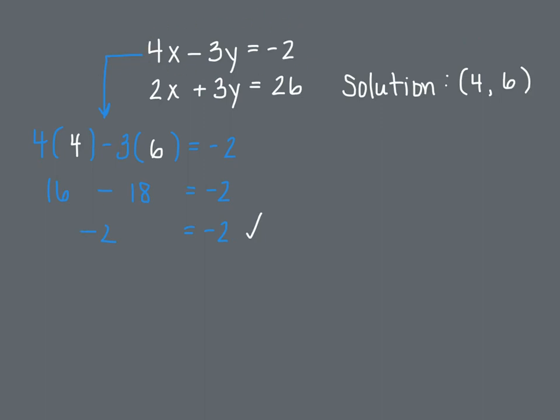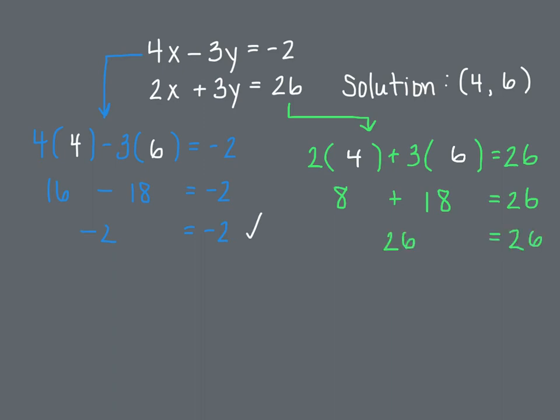Now, in order for this point to be a solution for the system, it has to work for both equations. So I will do the same thing, but plugging 4 for x and 6 for y into the second equation. Once again, my point works in the second equation, which means that since it worked in the first equation and it worked in the second equation, then this point is a solution to the entire system.